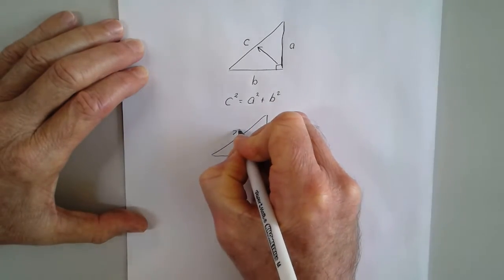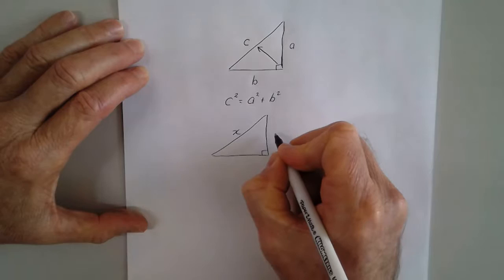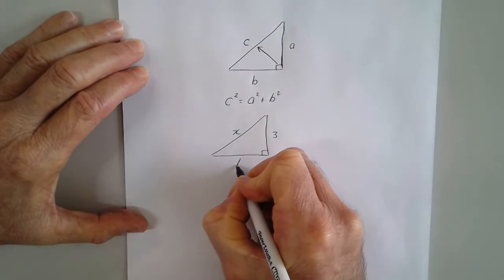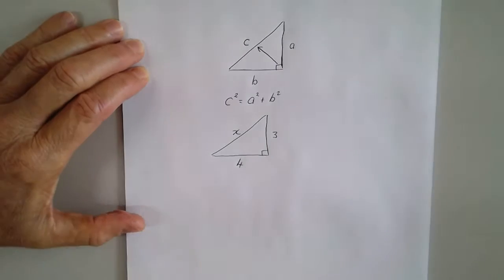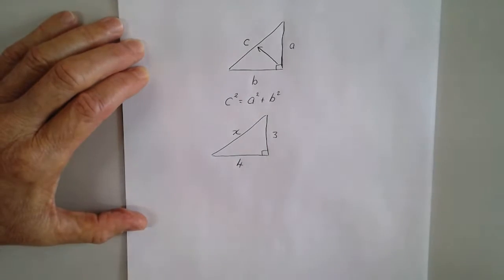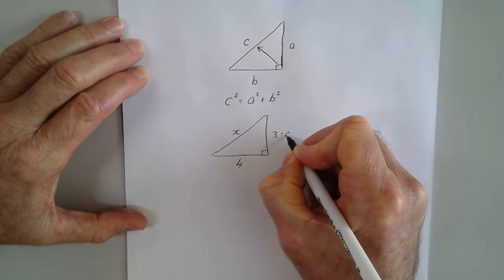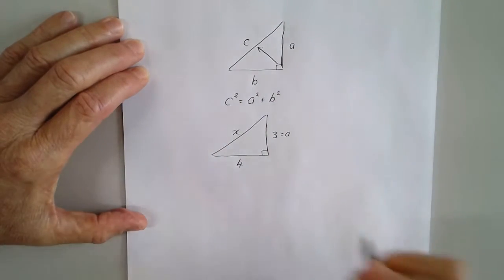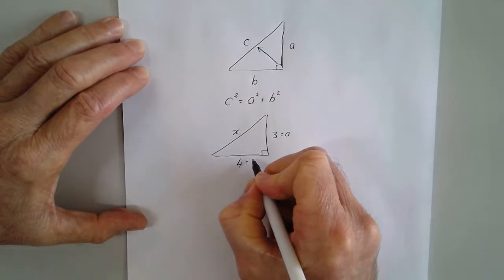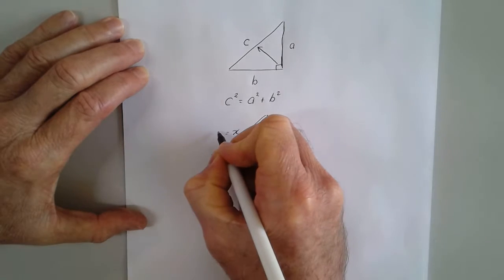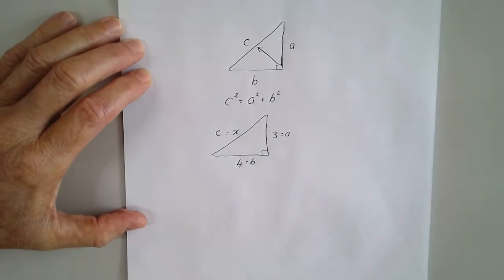We want to find the hypotenuse, so let's call it x. If one side has a measurement of 3 and the other side a measurement of 4, we want to find x. So 3 corresponds to A on the triangle above, 4 corresponds to the side B, and x being the hypotenuse C.